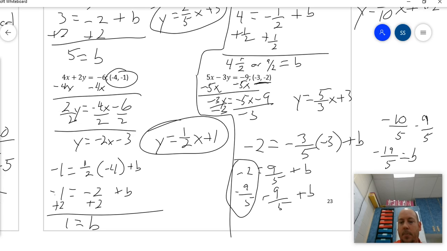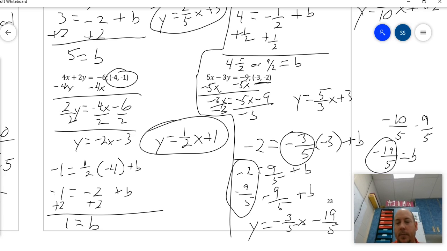Okay. And then finally, we want to write our equation. So y equals our slope, right? Our slope is negative 3 fifths. So you can see there's some stuff to keep track of. If you feel like you don't have room here, use another piece of paper, right? But you got to be organized with what you're doing because there's a lot of stuff going on here. So my slope is negative 3 fifths, and my y-intercept is negative 19 fifths. So, oops, I forgot to put my x in there. Negative 3 fifths x minus 19 fifths.